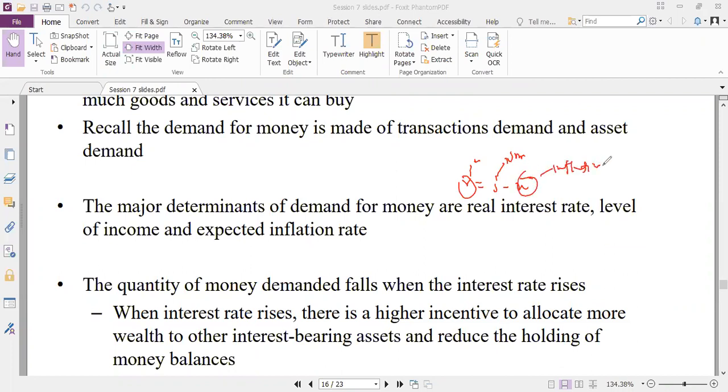Now, last week, not long ago, we said that quantity of money demanded has a negative relationship with what? The interest rate.